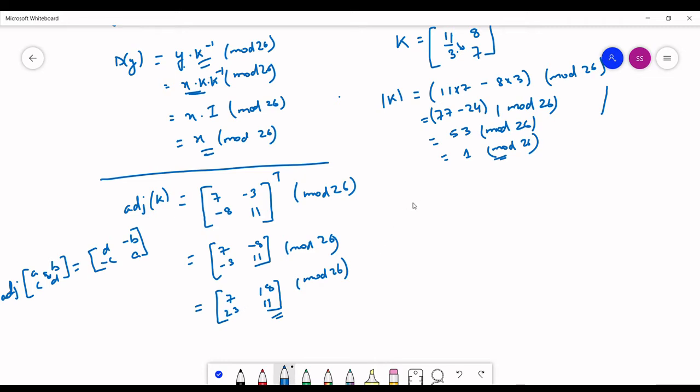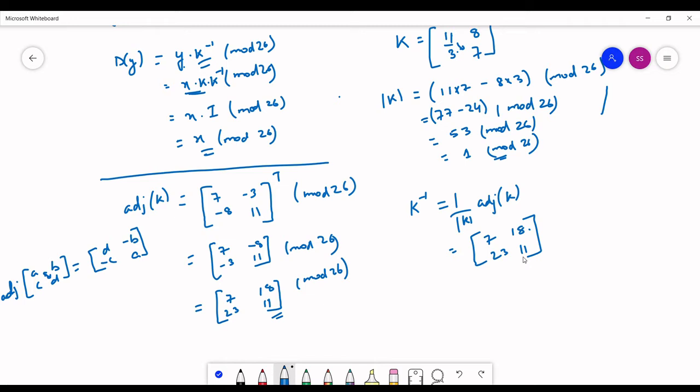Now I will find K inverse. So K inverse is 1 upon mod K into adjoint of K. Since the determinant of K is 1, 1 inverse will always be 1. So it's simply equal to the adjoint of K, which is 7, 18, 23 and 11. So we found the K inverse.